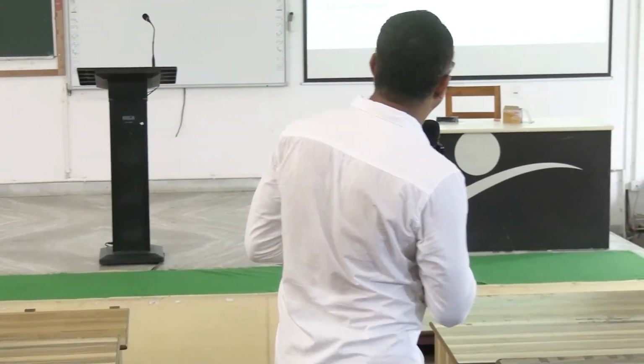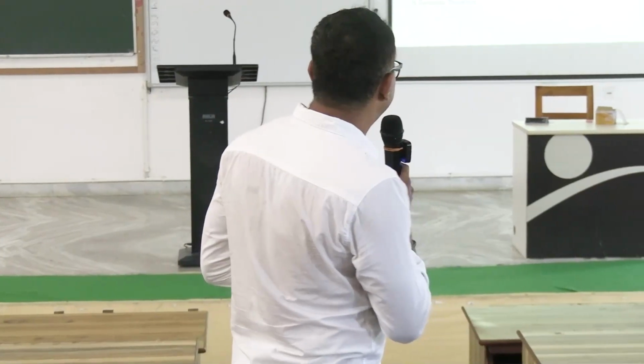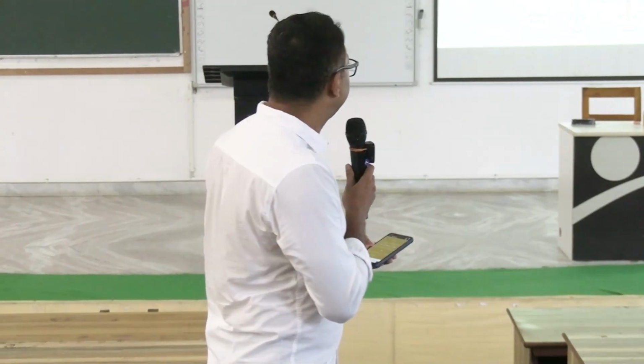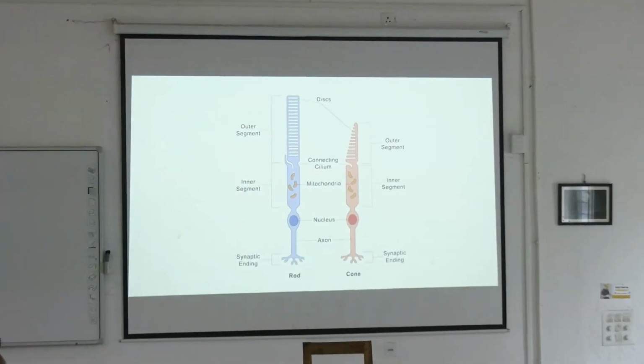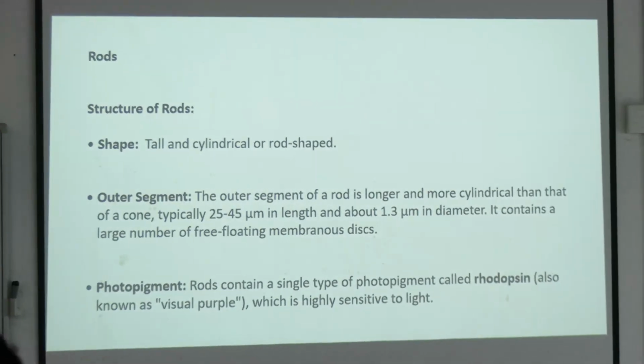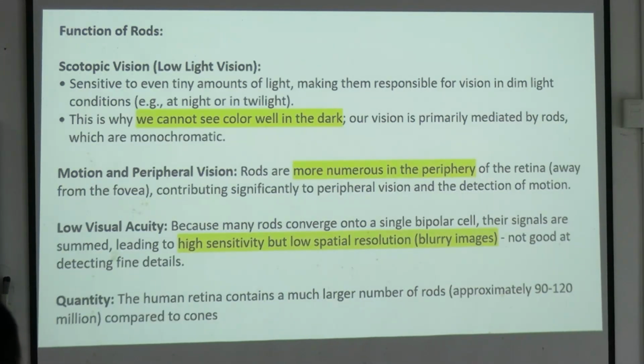There are 120 million rod cells and 80 to 90 million cone cells. Each cell is divided into a few parts: the outer segment, connecting cilium, inner segment, nuclear region, and synaptic terminal. Here is the picture of rod cell and cone cell, which are rich in mitochondria. The detailed structure of rod and cone cells, we are not moving into it.